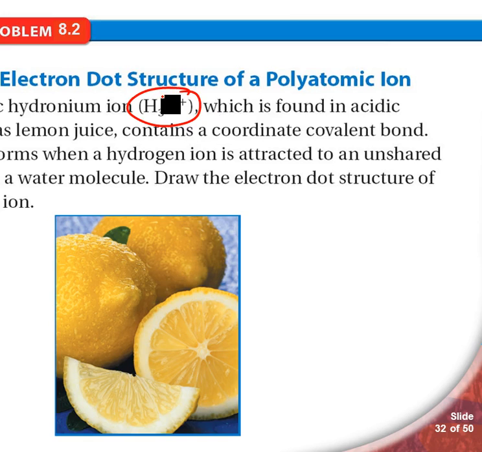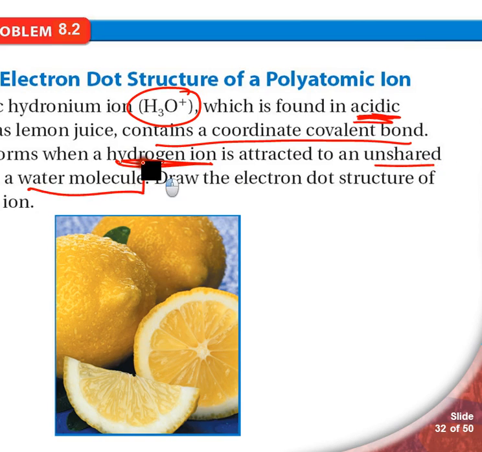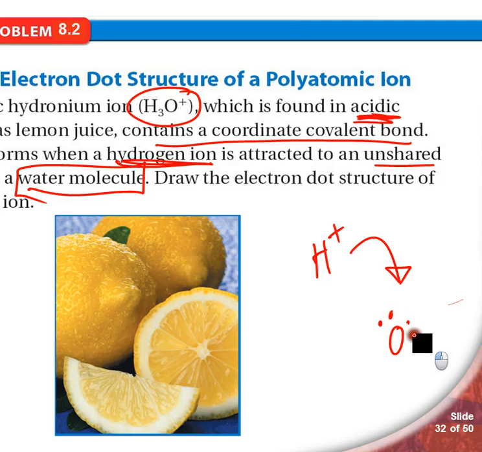H3O plus is a hydronium ion. It's what we associate with acidic things. It contains a coordinate covalent bond, and it forms when a hydrogen ion is attached to an unshared electron pair in a water molecule. So if we take an H plus and attach it to an unshared electron pair in a water molecule, it's going to attach to one of these and form a bond.